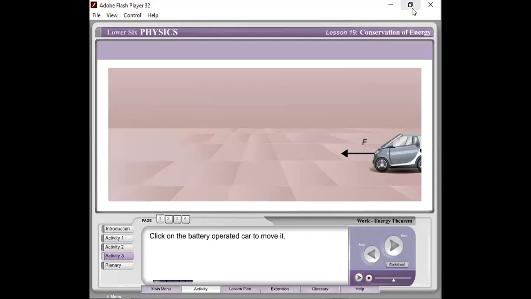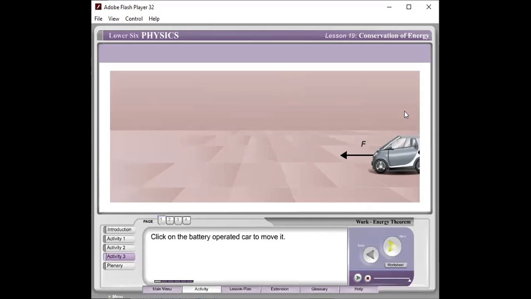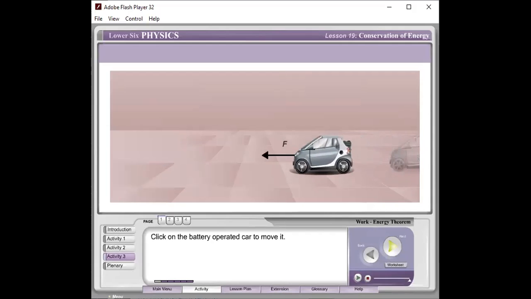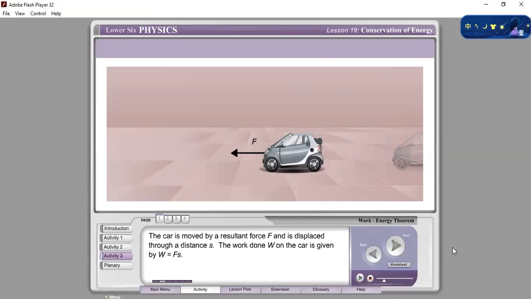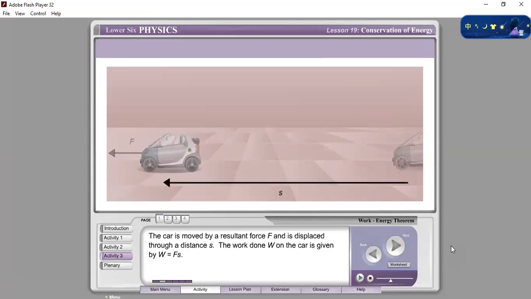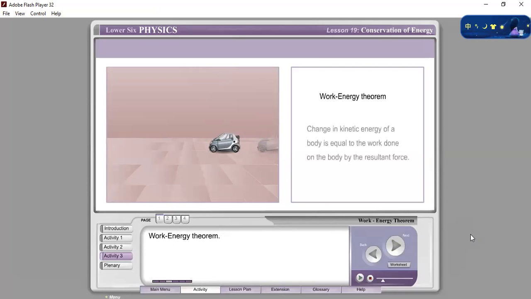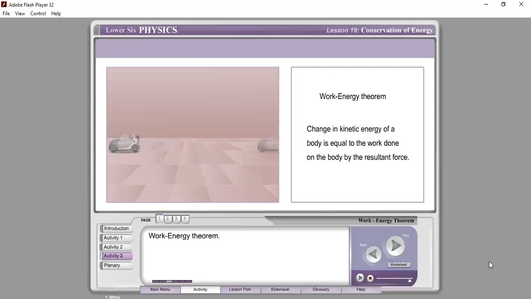Click on the battery-operated car to move it. The car is moved by a resultant force F and is displaced through a distance S. The work done, W, on the car is given by W equals Fs. Work energy theorem: the change in kinetic energy of a body is equal to the work done on the body by the resultant force.